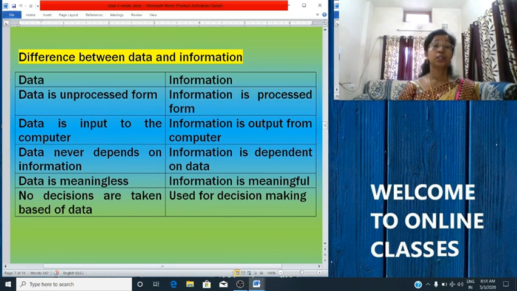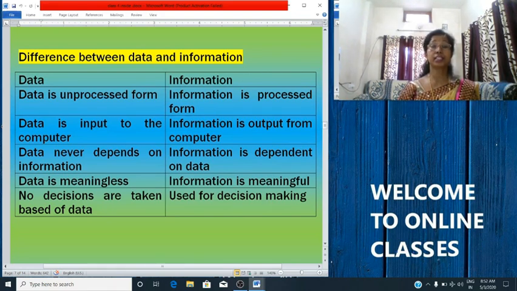Now, the third point, data never depends on information, but information always depends on data, because if you make an entry mistake, suppose a number 96 is entered as 36 by mistake, then the information is wrong. So information always depends upon data.